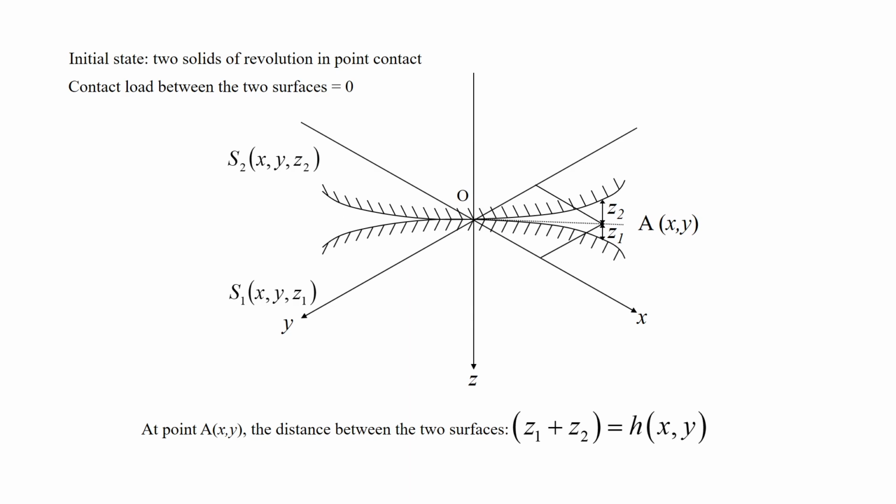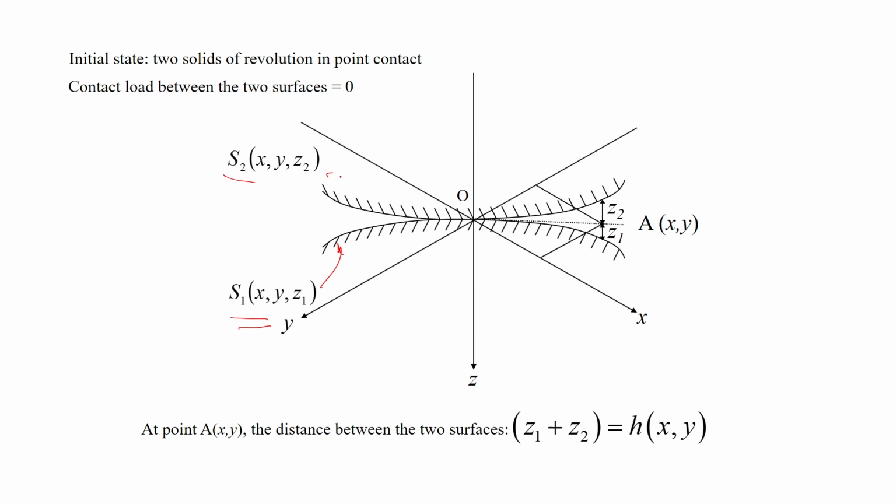Remember that we discussed in the last lecture two solids with non-conformal surfaces in non-conformal contact, and let us say those solids are in contact at 0 load, so there is a point contact. Now let us talk about two solids of revolution in point contact, with contact load between them being 0. These two surfaces are represented by S1 here and S2 here.